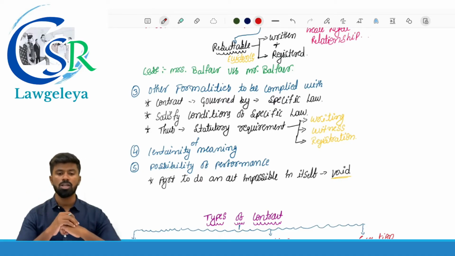The next condition is certainty of meaning. The meaning of the agreement must be certain. If it is ambiguous or vague, the agreement is not enforceable by law.